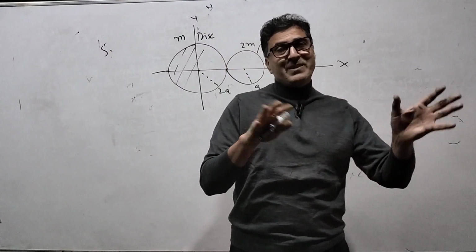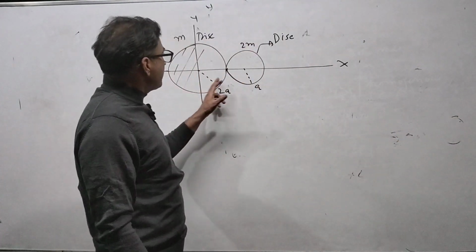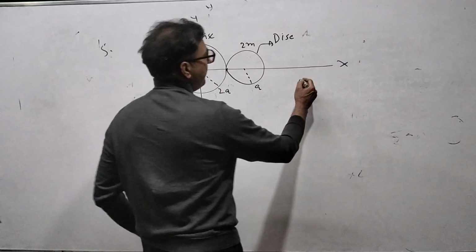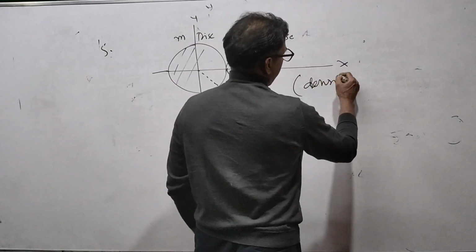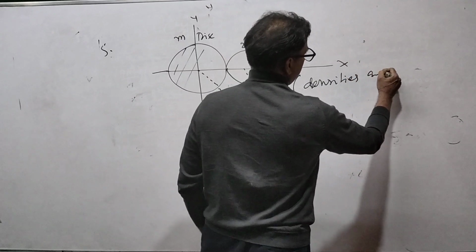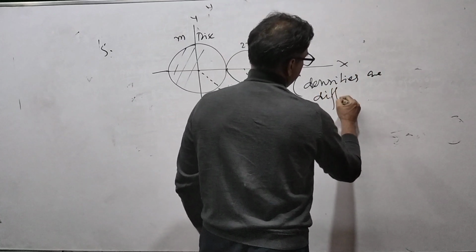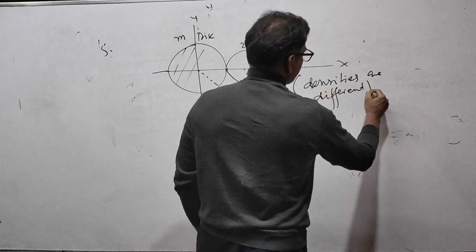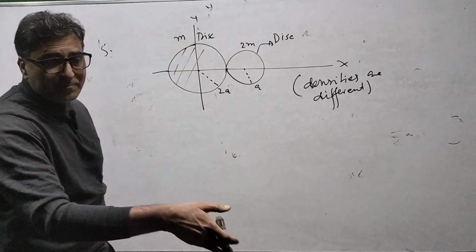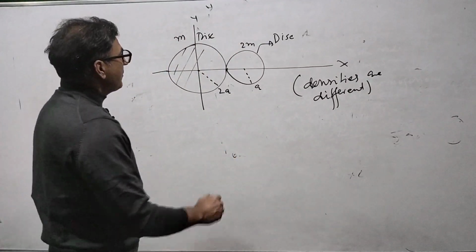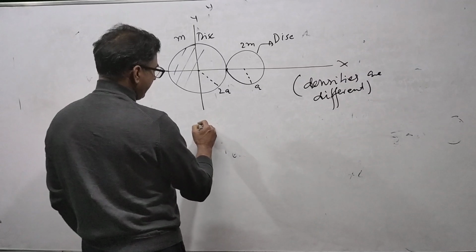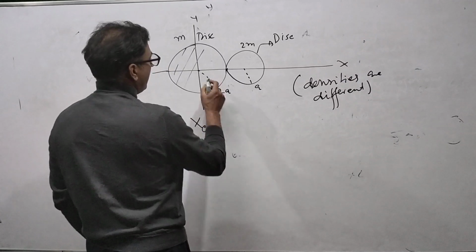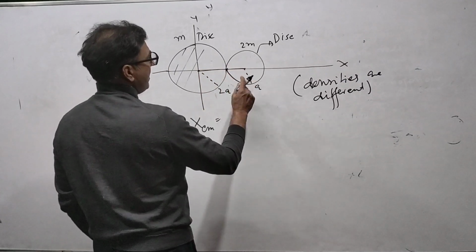All the bodies are made of the same material. But here the bodies are not of the same material. Densities are different. So we can't use the formula that we have learned just now. We have to again use the formula. What was that? XCM. Only we have the x coordinate.